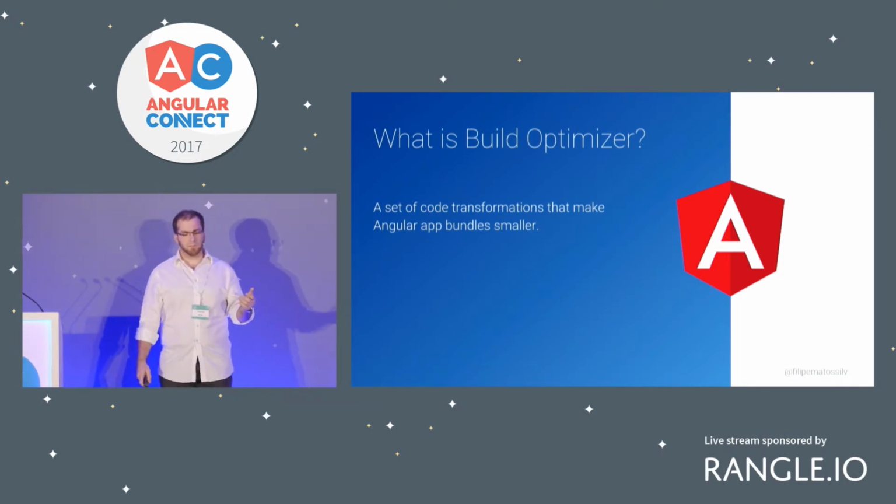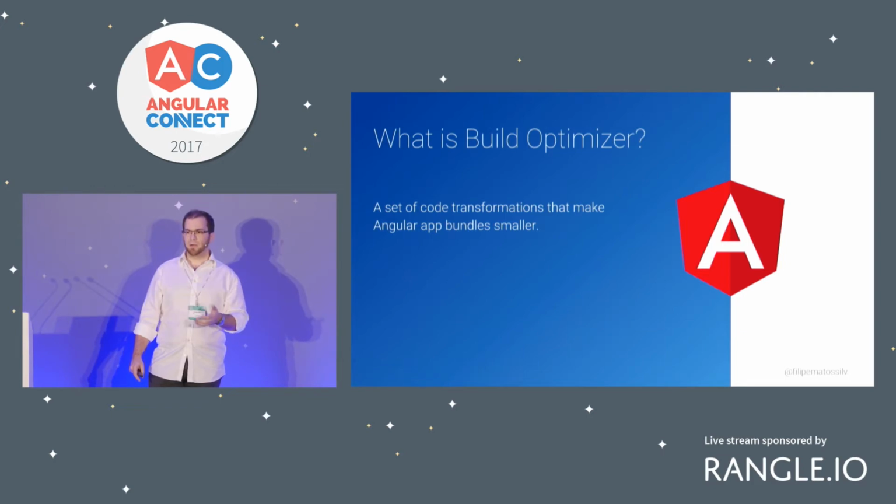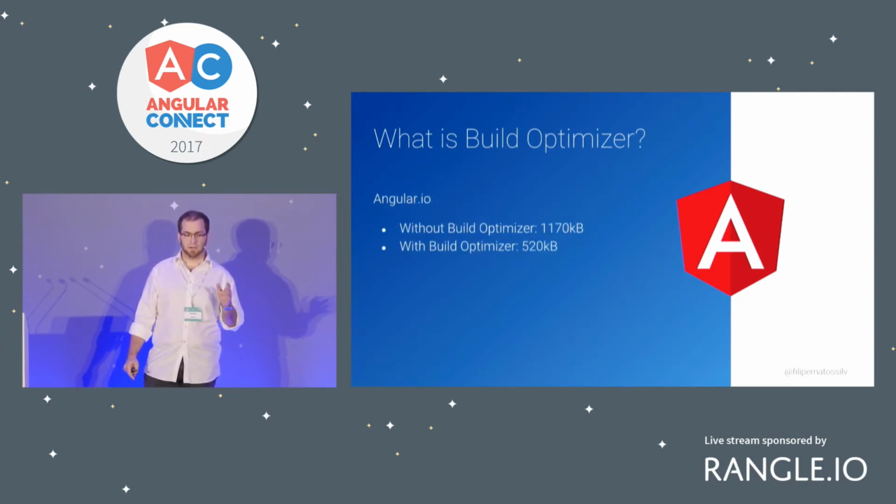What is it, though? In the slide here, I say that it's a set of code transformations that make Angular app bundles smaller. By code transformations here, I mean that we move some code around, we add some comments, we remove tiny bits of code, but when we run that code that we generated via tooling, it gets much smaller than before. So we've gotten some numbers from Hans before. Let's see how small we're talking about here.